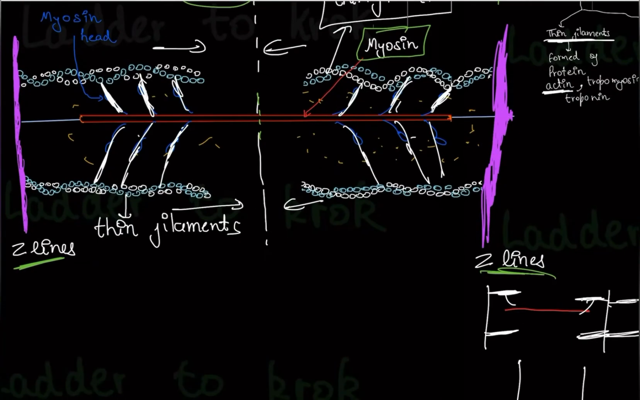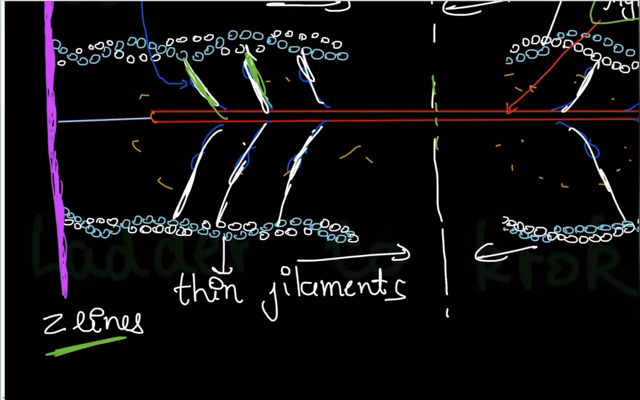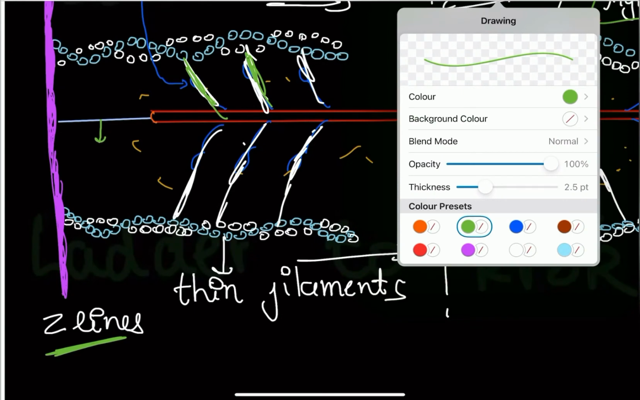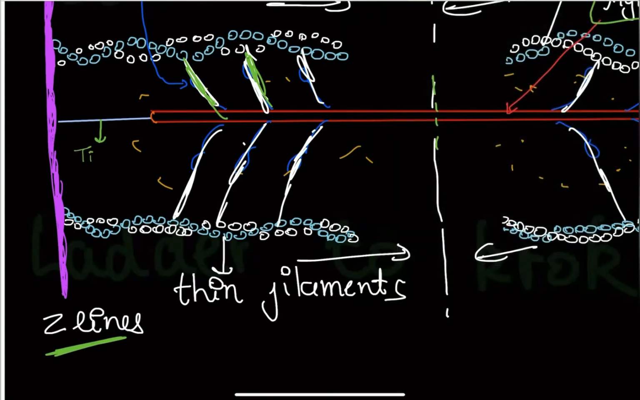Now there are some more bands. One more thing: this yellow thing is calcium. We are going to discuss the mechanism, how the myosin head binds to the actin filament. Before that, let me tell you something about these bands. This myosin ending is joined to the Z line by titin.